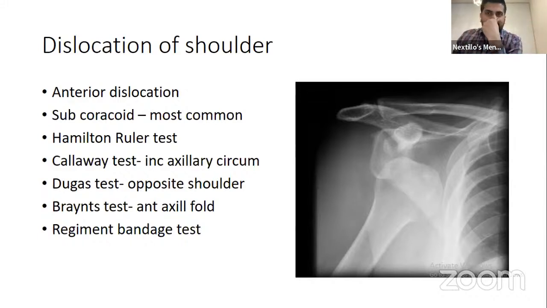Now, can you tell me what associated muscle weakness we will see if there is an injury to the axillary nerve in a shoulder dislocation? So yes, the important muscle which is injured is the deltoid, because the axillary nerve also supplies the deltoid. If there is injury to the axillary nerve, deltoid weakness will be seen, and shoulder abduction will be weak even after we relocate the shoulder, and that is an important sign of axillary nerve injury.